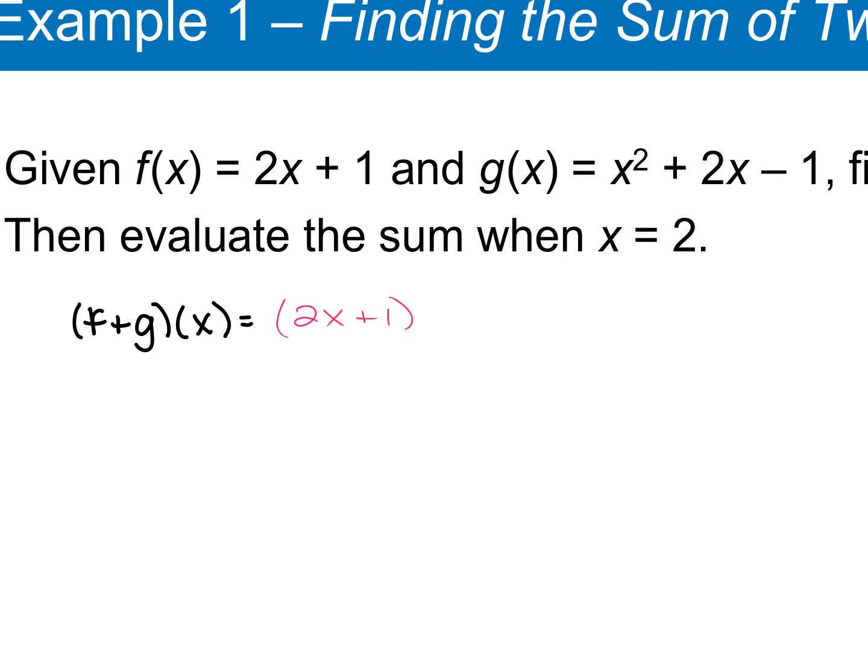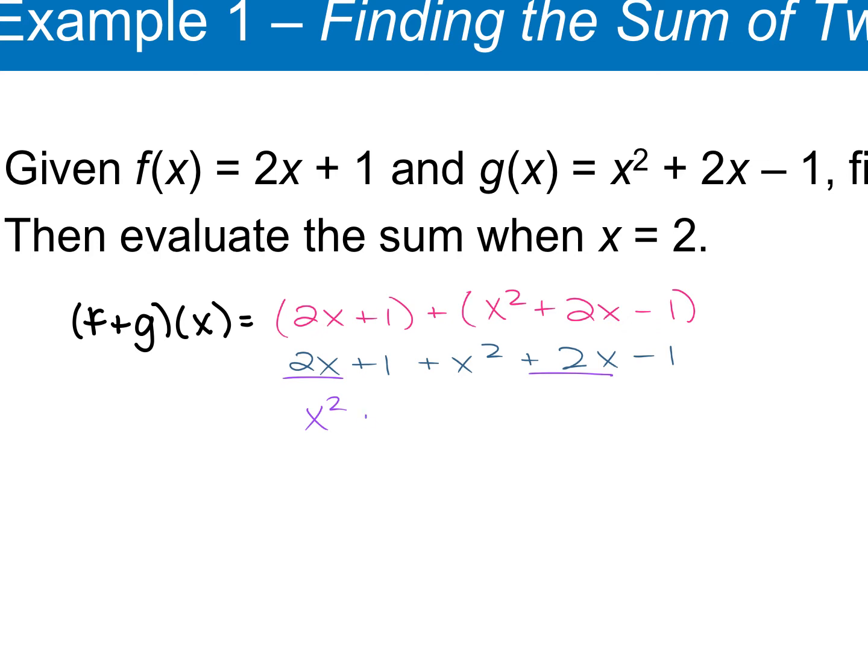And then we're going to add it with the g of x, which is x squared plus 2x minus 1. Get rid of your parentheses, combine like terms. So that's 2x plus 1 plus x squared plus 2x minus 1. Combine your like terms, put it in standard form. That x squared goes down first.